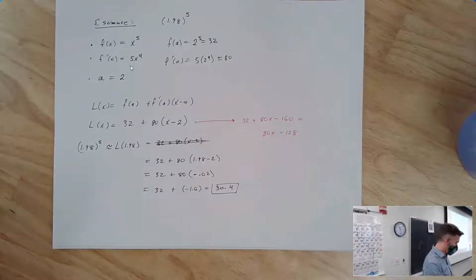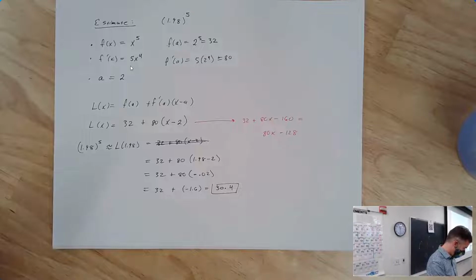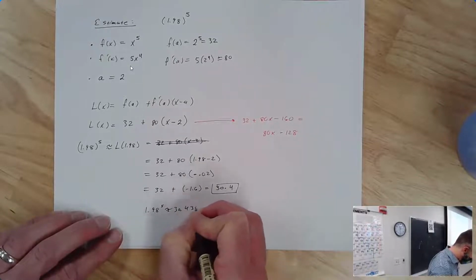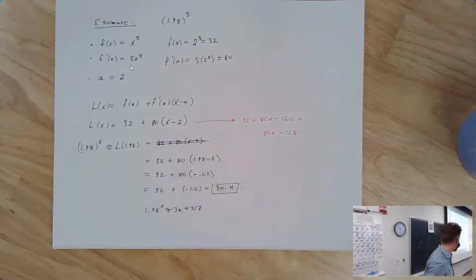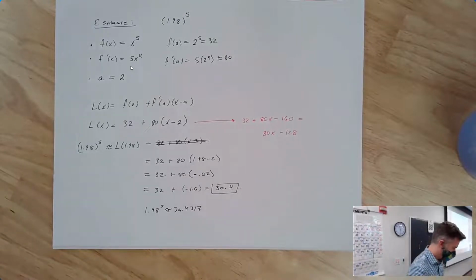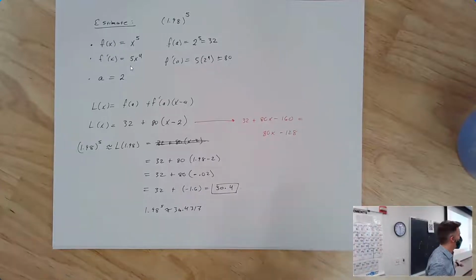It's not necessary, but I do like to compare it to what the actual value would have been if we plugged it into a calculator. So if we take 1.98 to the 5th and plug it into a calculator, we get approximately 30.4317. So pretty close, right? That's kind of the idea. Let's look at a couple more. This is one variety of question like this, where you estimate a value using linearization.